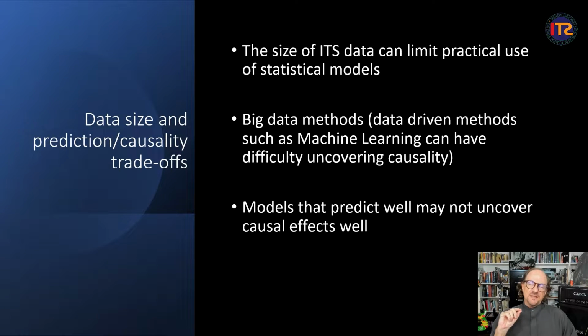So unobserved heterogeneity is the first important concern in this data analysis. The second one is data size and prediction-causality trade-offs. The size of ITS data can limit the practical use of statistical models. Usually when we estimate statistical models, we're talking about a couple thousand observations, but now we have millions upon millions of observations. That leads us to big data methods, such as machine learning. However, these methods are notorious because they do not necessarily uncover causality like statistical and econometric methods can. So this is a concern. There's a trade-off: big data with machine learning is great for prediction, but causality is an issue. Models that predict well may not uncover causal effects very well.